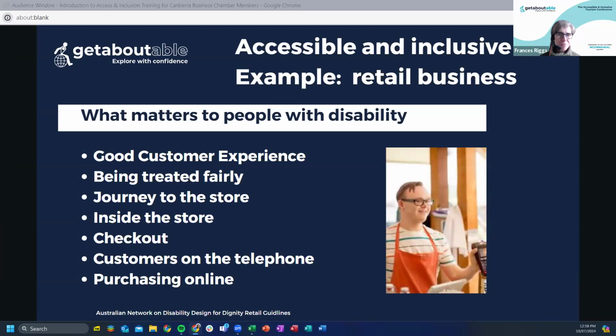And although it may be an area that is not related directly to yourselves, there are areas that are transferable. And this sharing comes from the Australian Network on Disability Design for Dignity and Retail Guidelines. So you might like to have a look at that resource. That good customer experience is really important to people with disability, and being treated fairly is also really important.